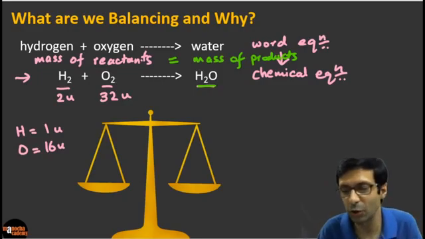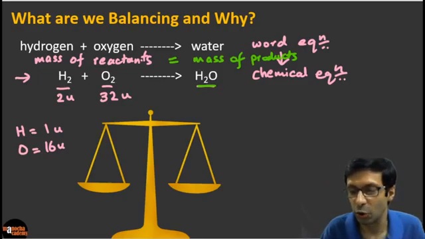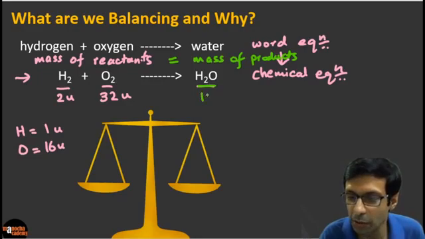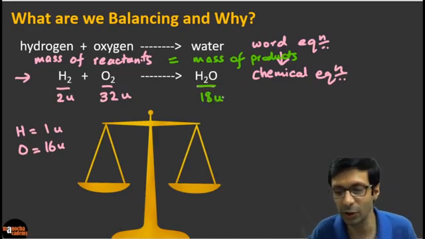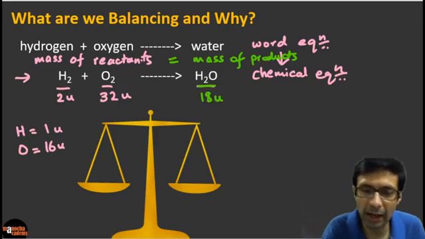So can you tell me what it is going to be here? It's going to be 2 into 1U, right? Plus 16. So the mass of one water molecule is 18U. Very good. I see a lot of you are writing 18U. Excellent. So now if we add up these masses, right?